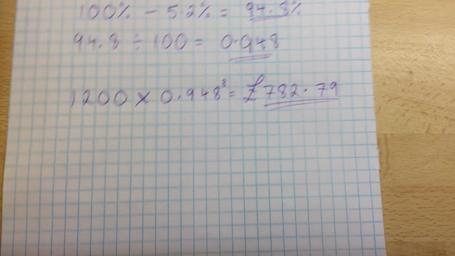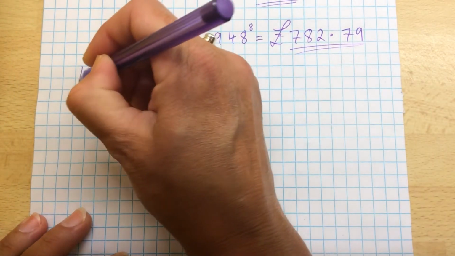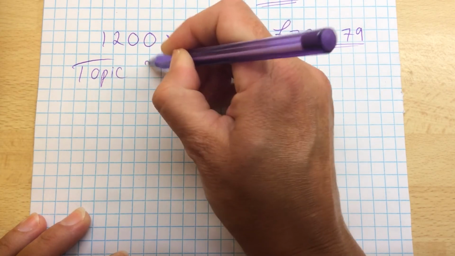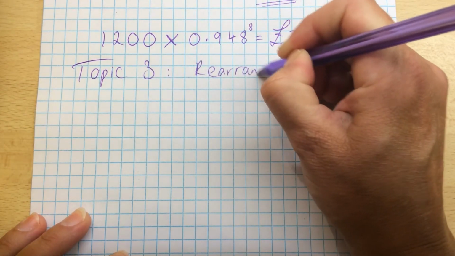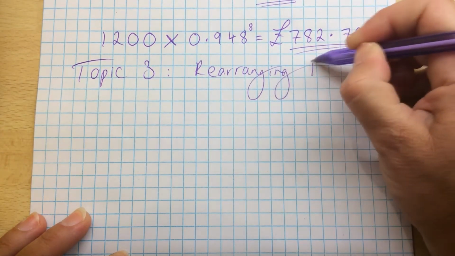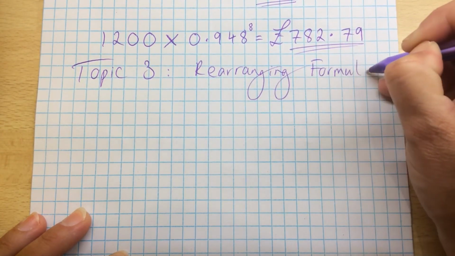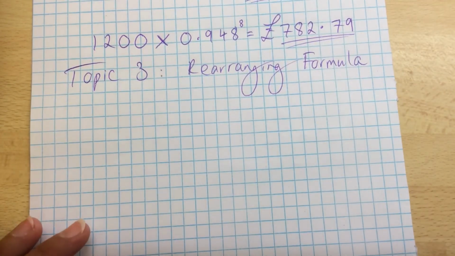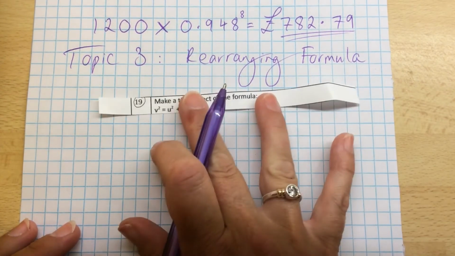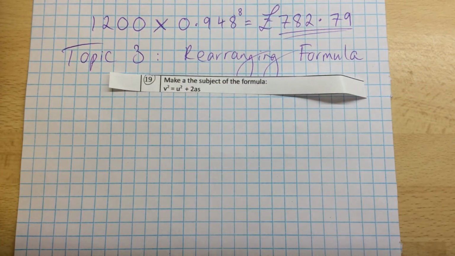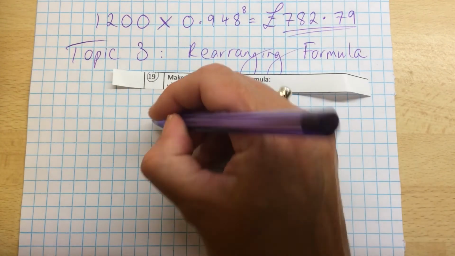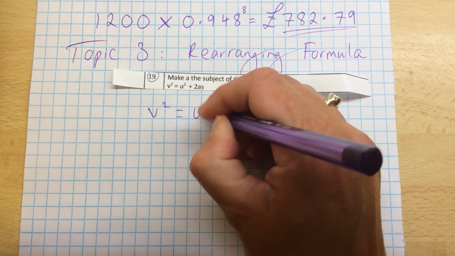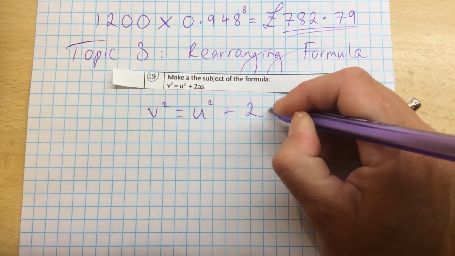And the last one is topic number 3, rearranging formula. My writing's getting a little bit excited. You can tell I'm excited about rearranging formula. Okay, here's the question that was on the homework. Make A the subject of the formula: V squared equals U squared plus 2AS. I'm going to write it out bigger so it's clearer.